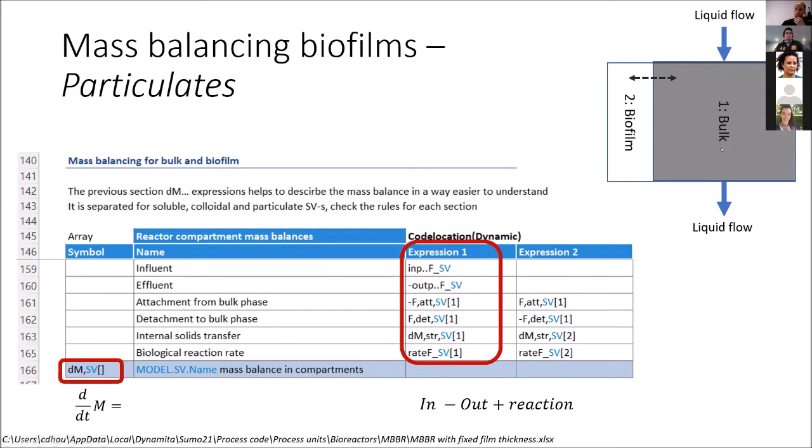So again, if we look for the bulk liquid, that's represented by the first compartment. So layer 1, if you will, or compartment number 1 is equal to what comes in minus what goes out. But now we're no longer talking about diffusion, because we don't have soluble components, but we have particulate components. And so we're talking about attachment, detachment, even we might be talking about internal solids transfer. A lot of these models work with internal solids transfer of solids between internal layers. And then, of course, the biological reaction inside, well, in this case, it would be the bulk liquid.